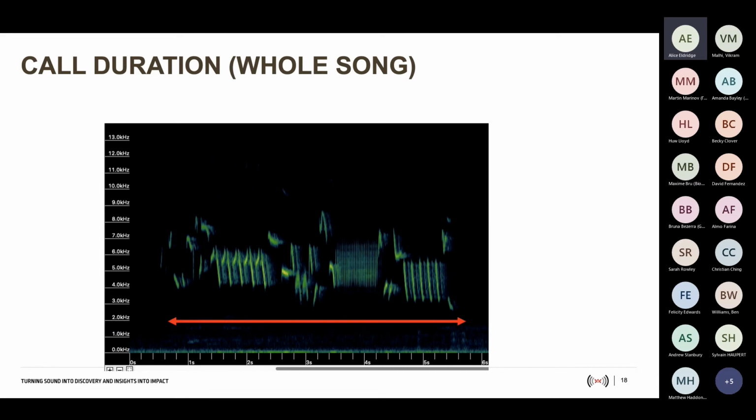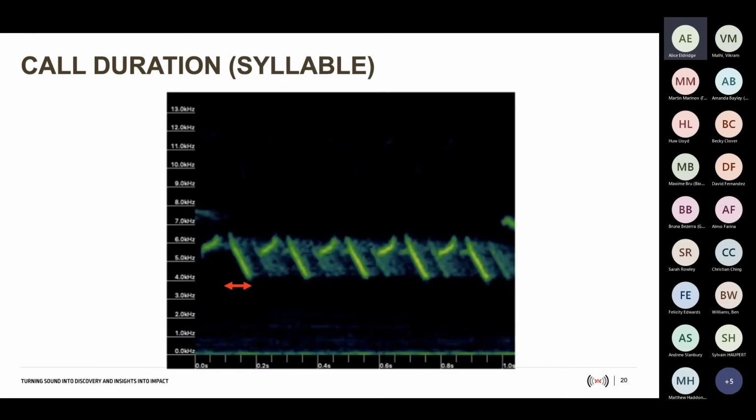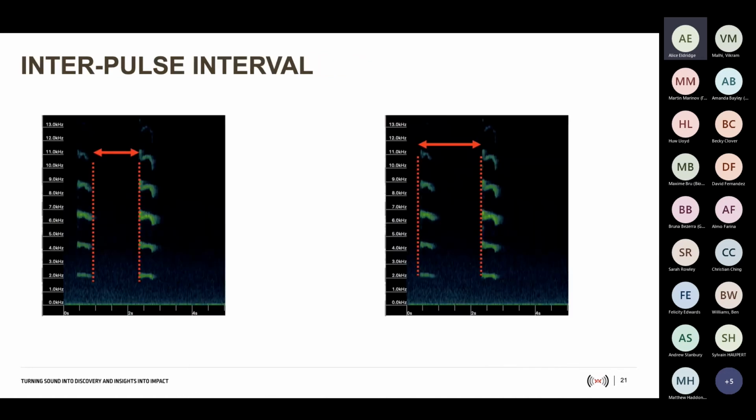But what happens if we want to actually do some scientific measurements? Are we looking at maybe an entire song? Are we looking at a specific phrase? Are we looking at a syllable within part of a song? That could be some element of scientific research that I don't understand. But we want to be able to take those measurements.